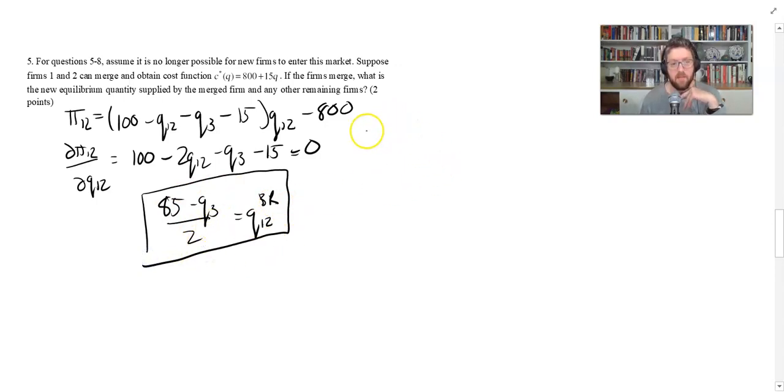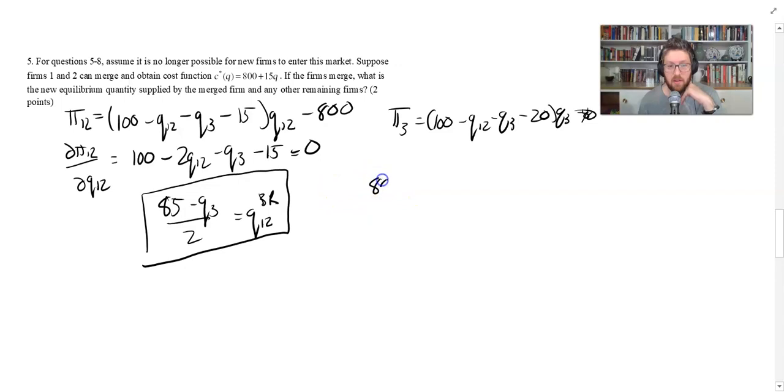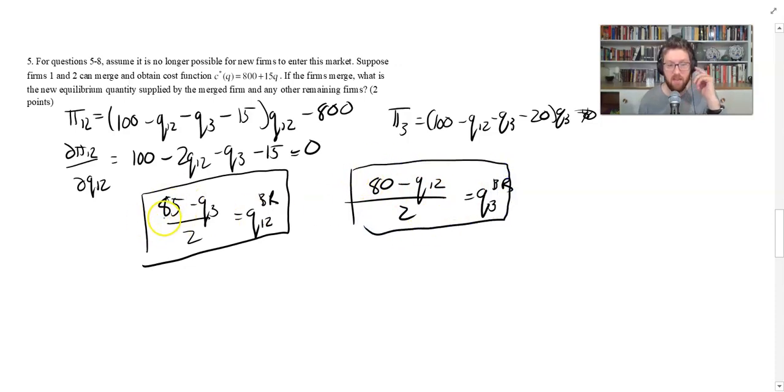For the other firm, everything is the same except we have higher costs. So their cost function, or their profit function, looks like this, except this is a 20. We actually already did these guys, and so we're going to end up with the same answer. 80 minus the supply of Q1,2 divided by 2 is equal to Q3, best response. So the difference between these guys is this is an 85, which comes from the 100 minus 15, and this is an 80 coming from 100 minus 20. So this guy is going to supply less quantity in general than the other guy.